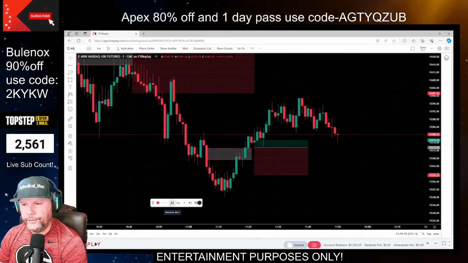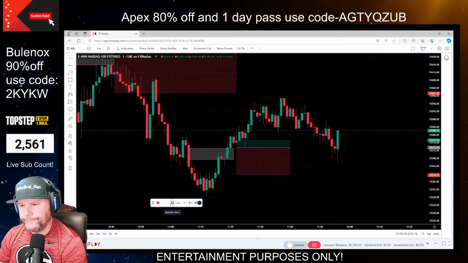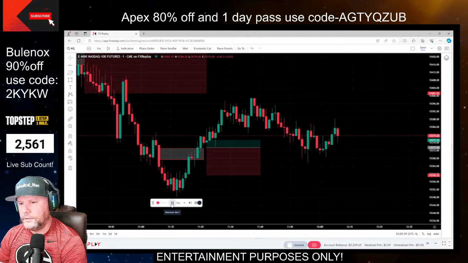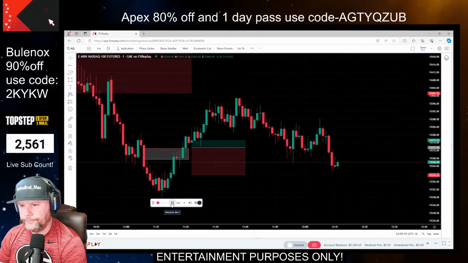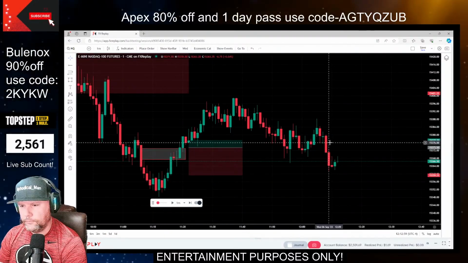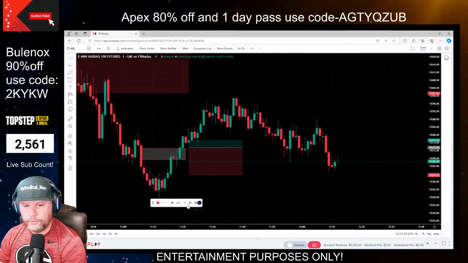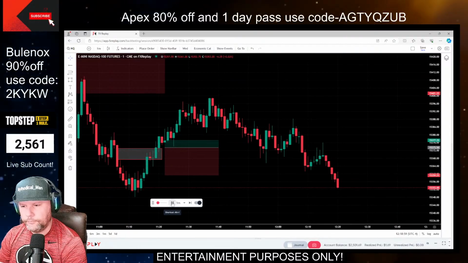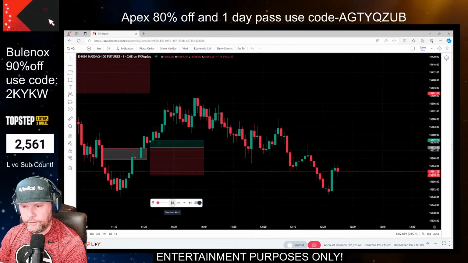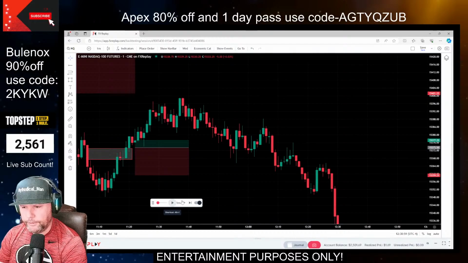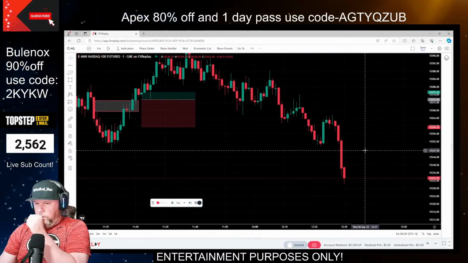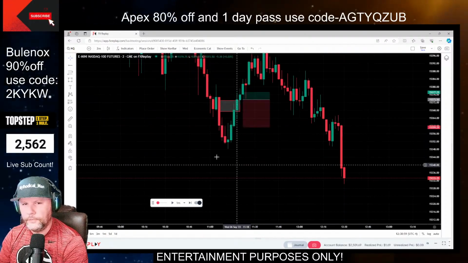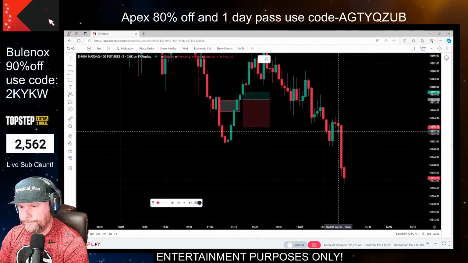Coming into lunchtime here. Still think the bias is bullish. It's too small. Going to resweep the lows here. There it is. Resweep of the lows. Nice big gap here. I like that.